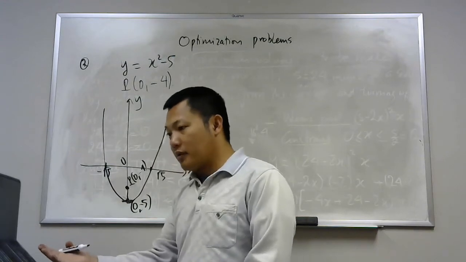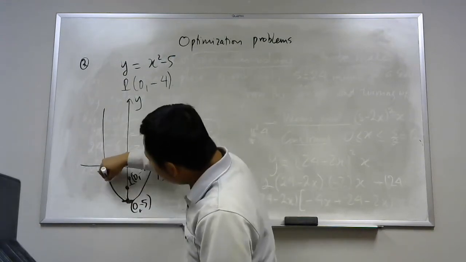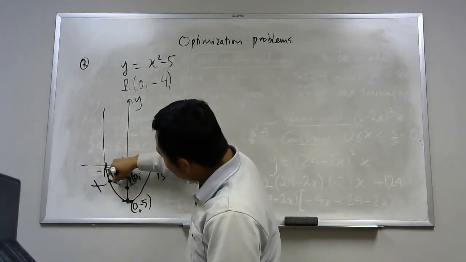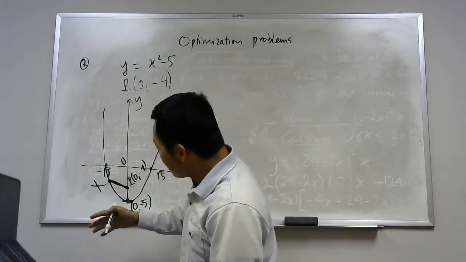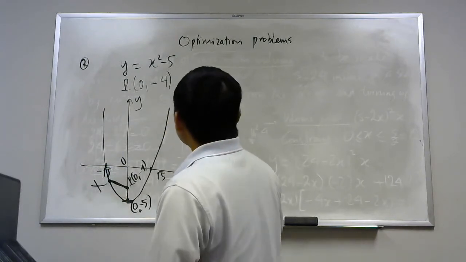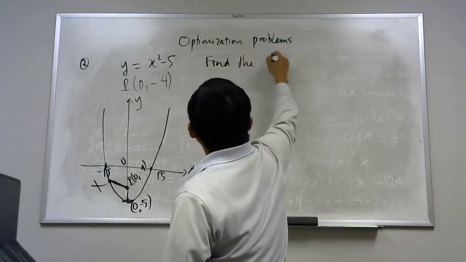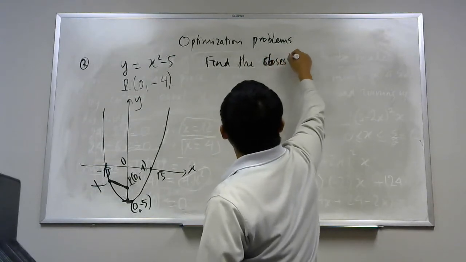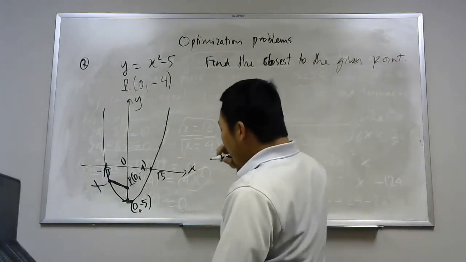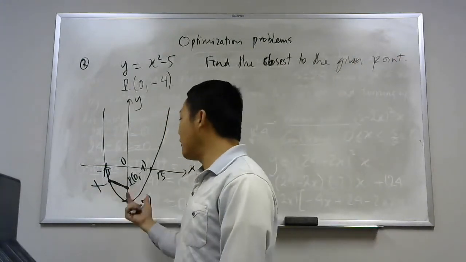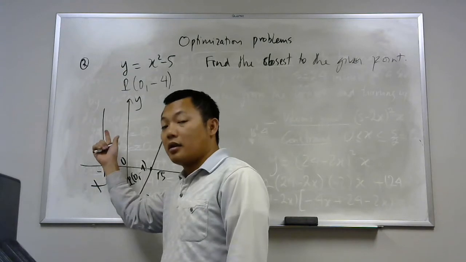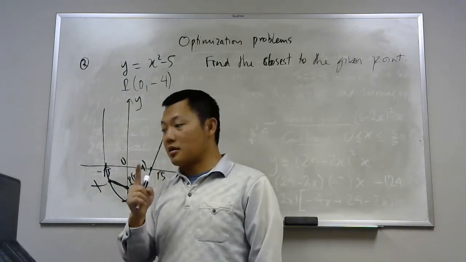So the closest point means we need to find the point. If you pick any point in here, right? For example, if this is the x, so you can calculate the distance between two points. And the closest one is where this distance is minimum, right? Find the closest point to the given point. So that means the distance is minimum, means we have to find the distance between (0, -4) and any point on the parabola. Okay, that is the first observation.